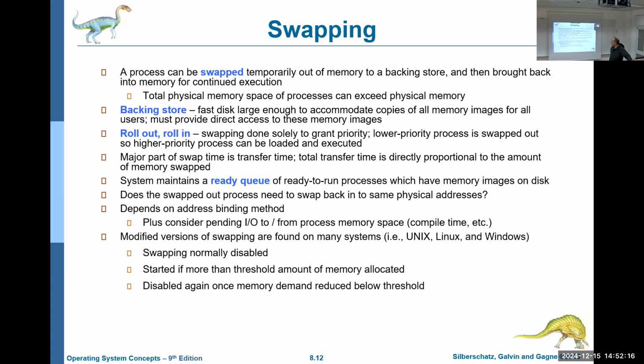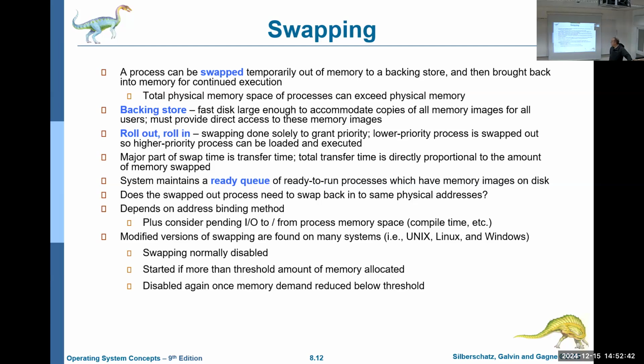Does the swapped-out process need to be swapped back into the same physical address? When you bring it back in, could we put it in a different location? Well, theoretically we could, because we have this relocation register. The MMU has the relocation register, so we can move it to a different place. Of course, it depends on the binding. If the binding was compile time, then we're stuck. We have to put it in a certain place.